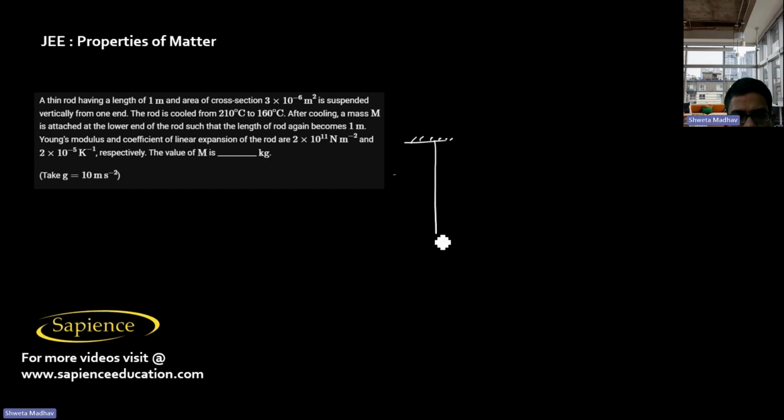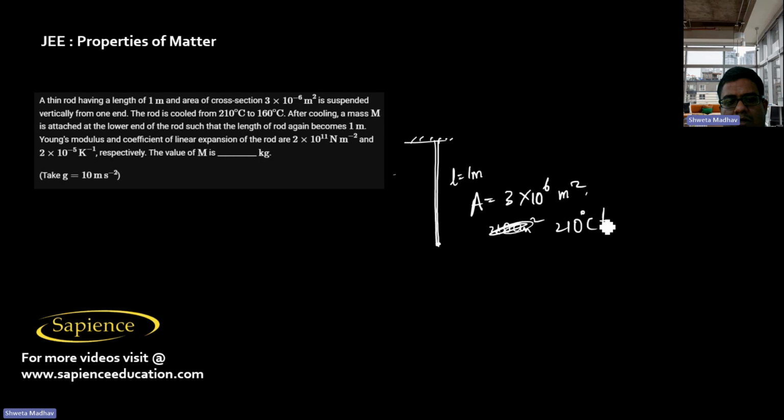A thin rod of uniform length 1 meter and area of cross section 3 into 10 power minus 6 meter square is suspended vertically from one end. The rod is cooled from 210 degrees Celsius to 160 degrees Celsius. After cooling it, a mass M is attached to the lower end.